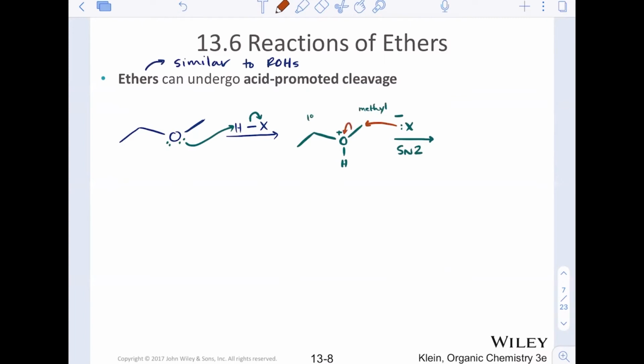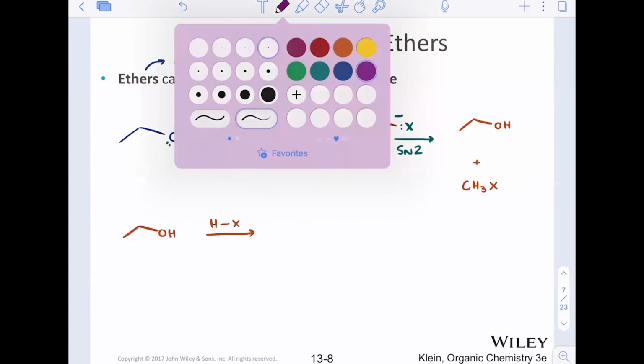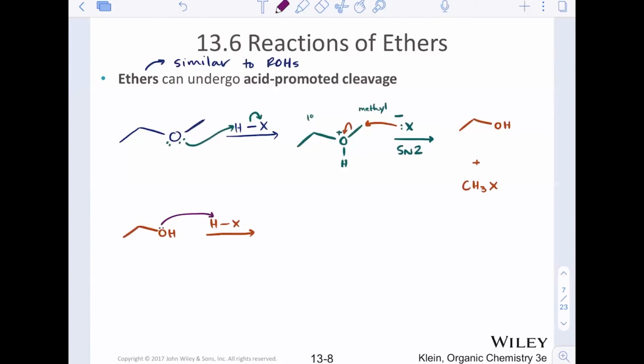Backside attack. We'll split open the ether and we make an alcohol and an alkyl halide. Now this reaction will continue to cleave both sides of the ether. It just happens one at a time. So again, we protonate. This is exactly what we just saw in chapter 12. Primaries and methyls will undergo this via an SN2 reaction after we do the proton transfer.